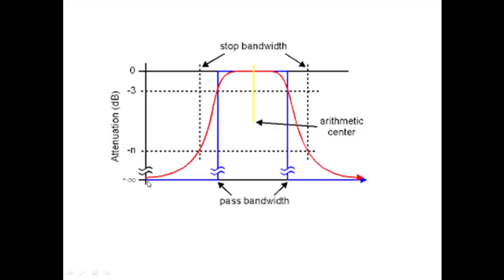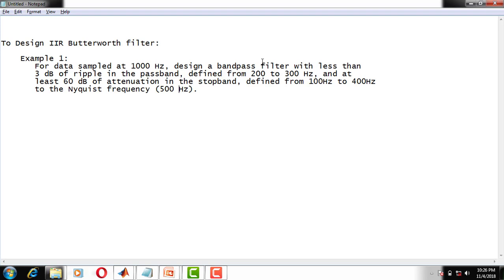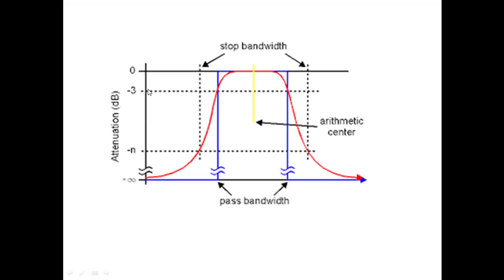So this is 0 Hz. This should be half of the sampling frequency. So this is stop band gain, pass band gain 3 dB. So at minus 3 dB, FP1 and FP2. FP1 is 200 and FP2 is 300.